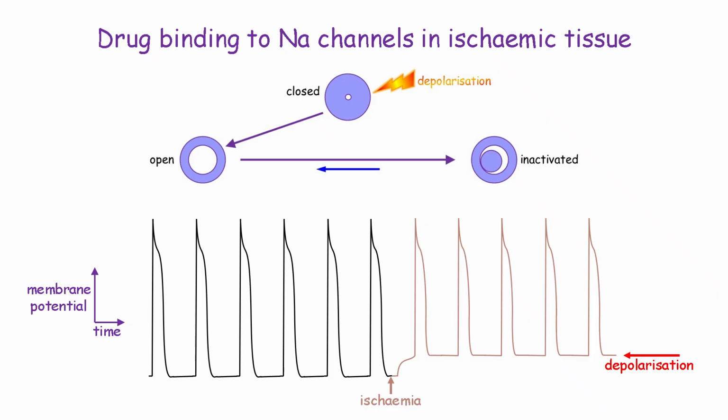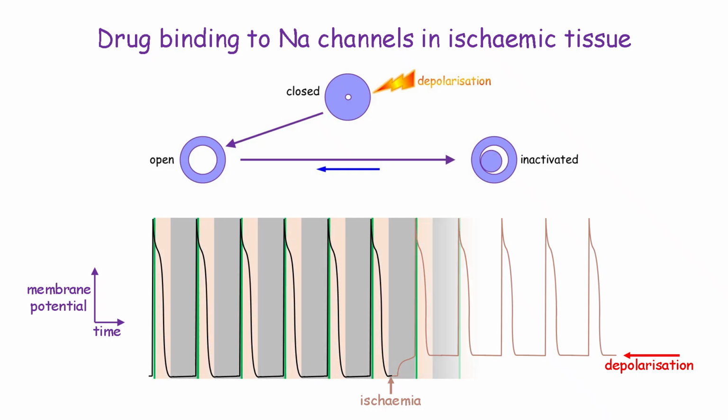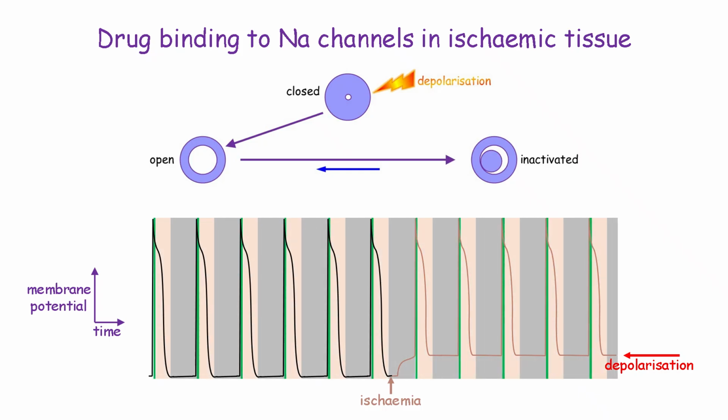Referring to the colour-coded strips from the last slide, you can now imagine that in addition to channels inactivating during the action potential, there is an expanded stripe representing inactivated channels that extends throughout diastole. This matters because class 1 drugs preferentially bind to inactivated channels.